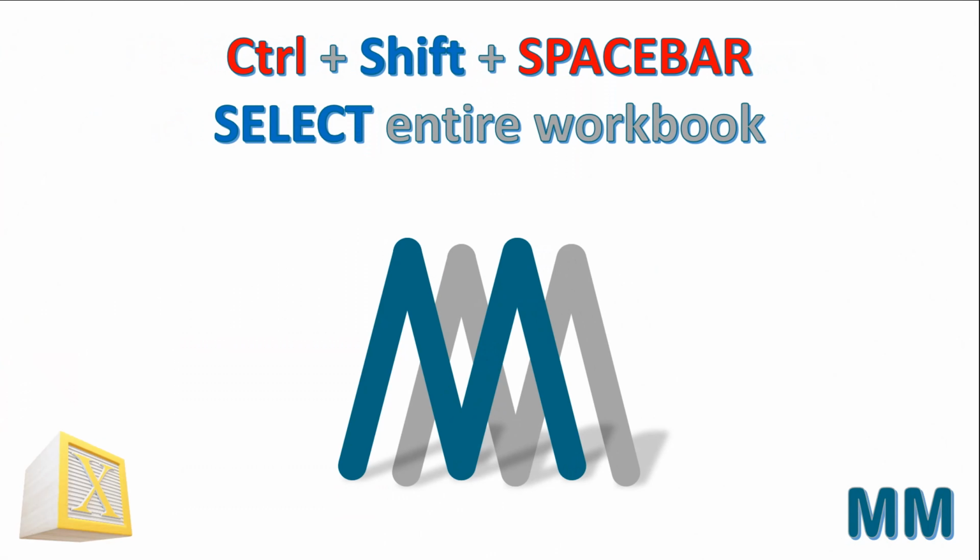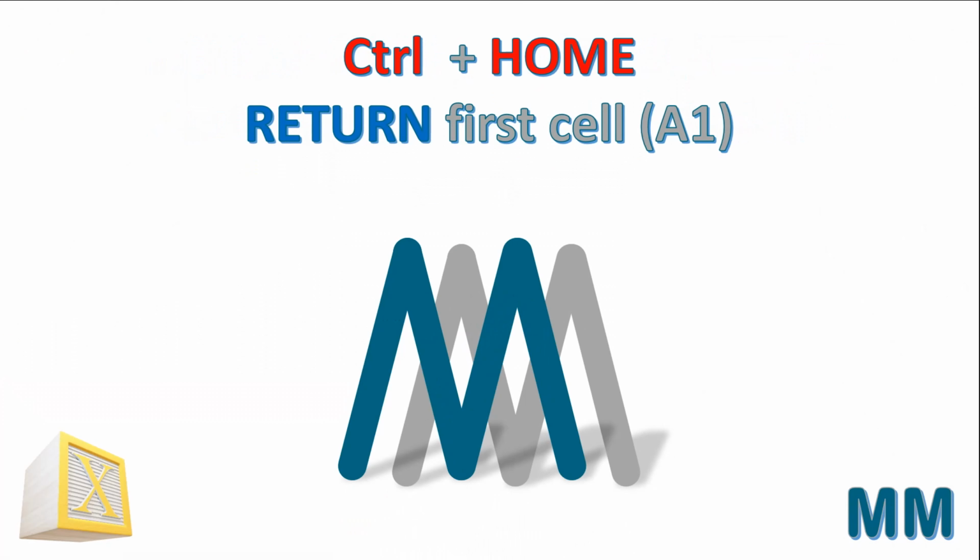If I want to select the entire workbook, so actually it's a sort of select all, I can press Ctrl, Shift and spacebar, and that will select my entire workbook. If I want to return to the first cell, I can press the Ctrl and Home keys to return to the first cell. Here I mentioned A1. Usually the first cell is A1.